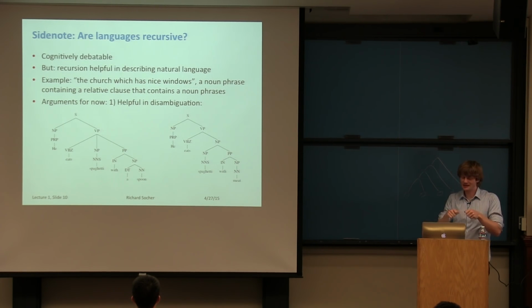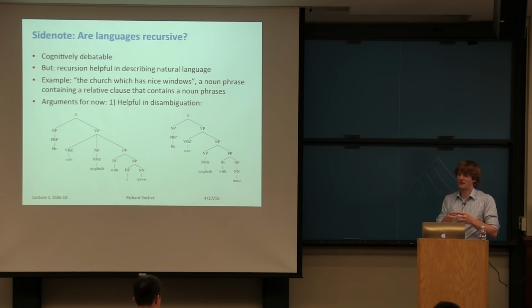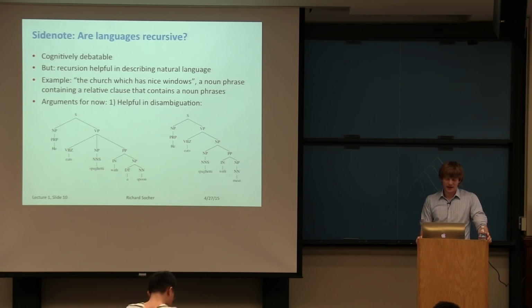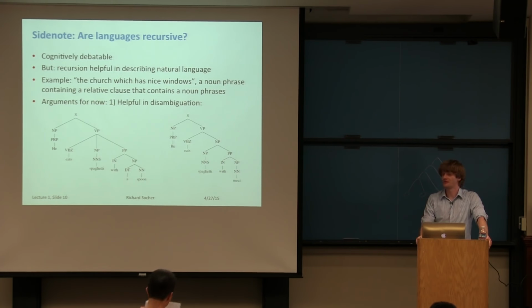And yet inside that noun phrase, we have a relative clause, which has nice windows, and that itself also contains a noun phrase, namely the nice windows. And so that, from just describing language, is clearly very useful. And now there are basically 4 arguments that we use for now, to basically say it is just kind of helpful for a lot of different tasks that we encounter in natural language processing.